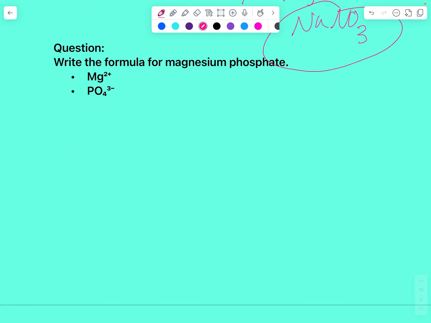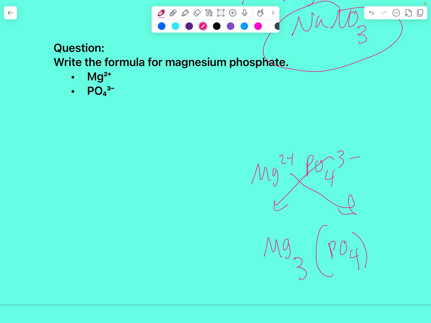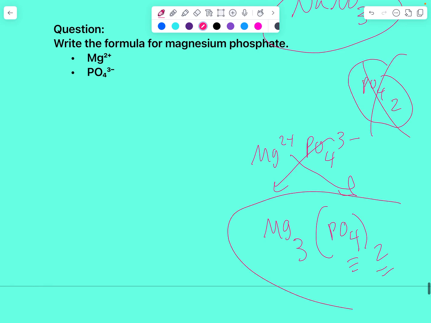Let's look at the next one. Write the formula for magnesium phosphate. Mg2 plus, PO4 3 minus, cross multiply the charges. Mg3, and then PO4, and then I'm going to put 2. I need to put the parentheses, because I already have a subscript, and I'm adding another one. I'm not going to write PO4 2. That would look so silly, and it would look like PO42, and I don't want that. So this is your final answer. Parentheses matter when there's more than one polyatomic ion.